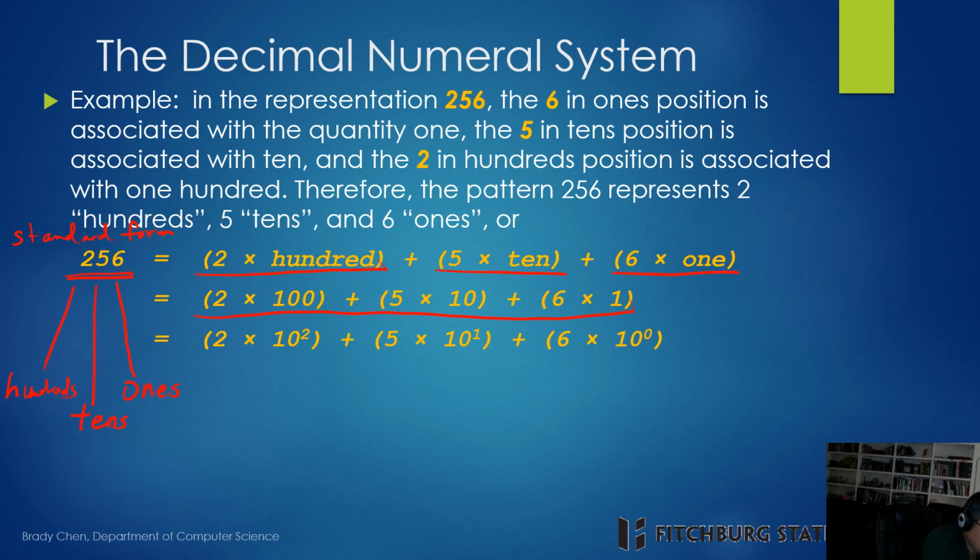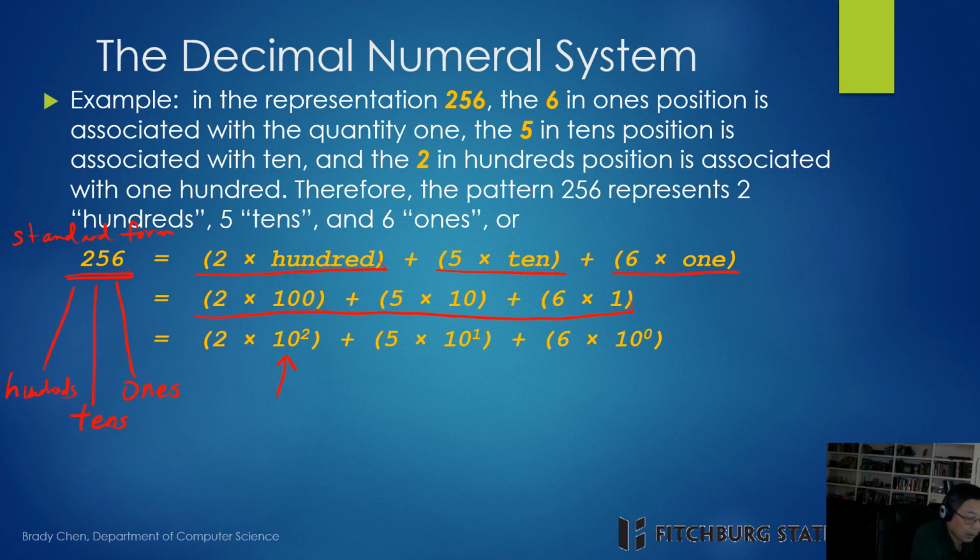Now we can also write 100 using scientific notation, which is the same as 10 to the 2, or 10 squared. Now number 10 is the same as 10 to the 1, and the number 1 is 10 to the 0. So every number can be written in expanded form.